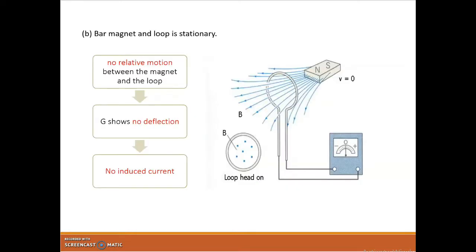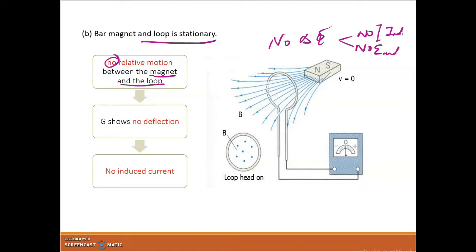For this one, the bar magnet and loop are stationary. So there is no relative motion between the permanent magnet and the loop. When there is no relative motion, there is no change in magnetic flux. When there is no change in magnetic flux, no current is induced. Okay, no induced current. So when there is no induced current, there is no EMF induced. So the galvanometer shows no deflection, meaning there is no induced current in the loop. So our galvanometer shows zero deflection.